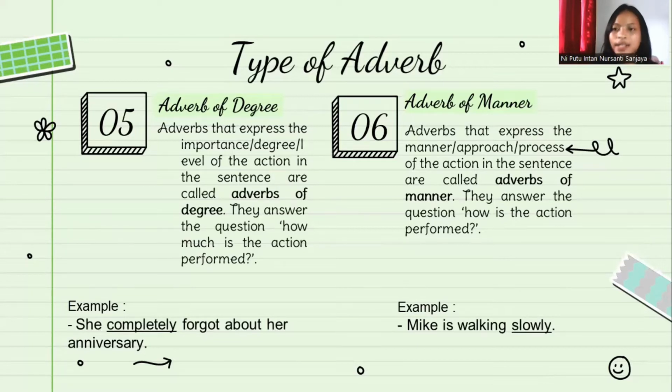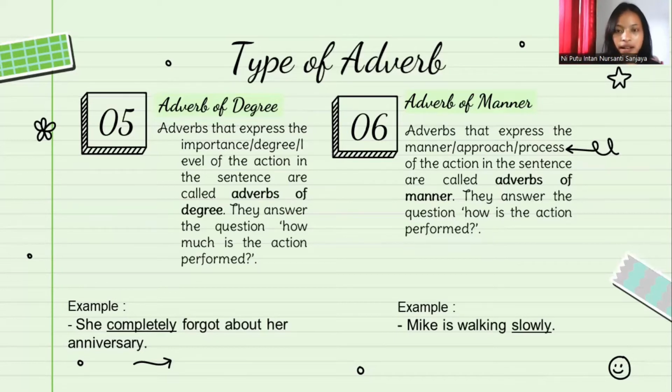The sixth one is adverb of manner. Adverbs that express manner or approach or process of the action in the sentence are called adverbs of manner. They answer the question, how is the action performed? For example, you can look at my screen too.